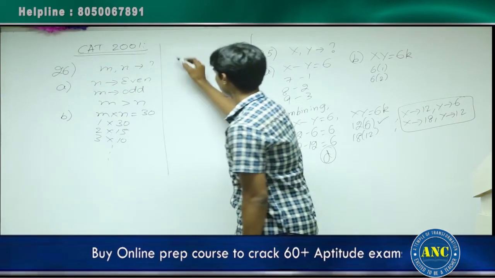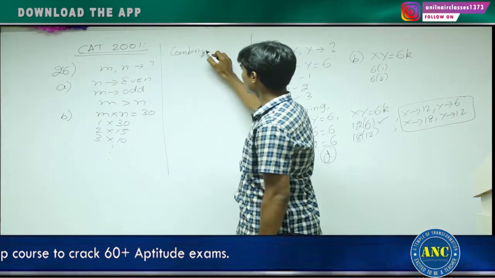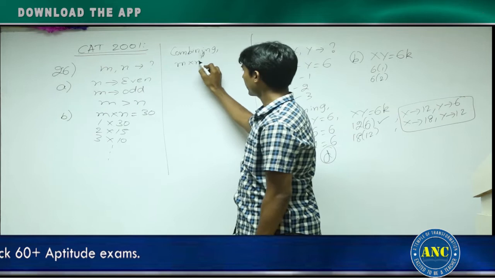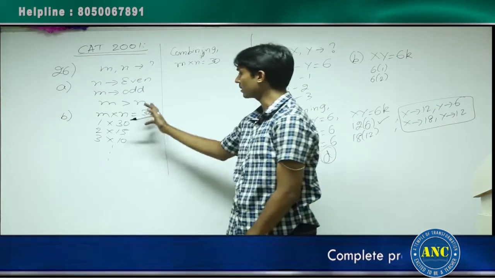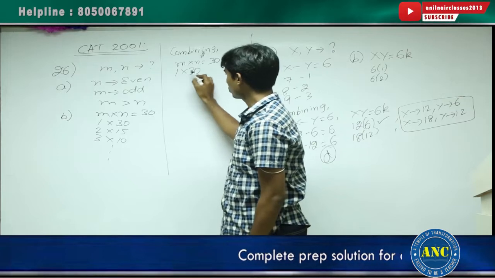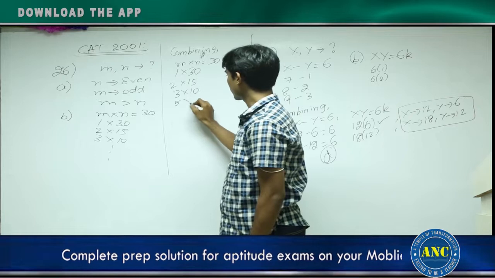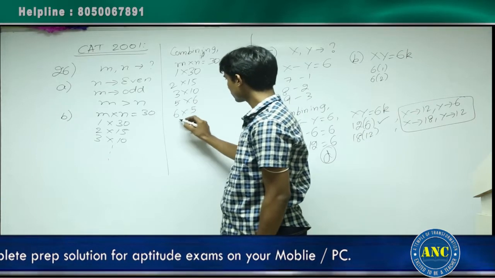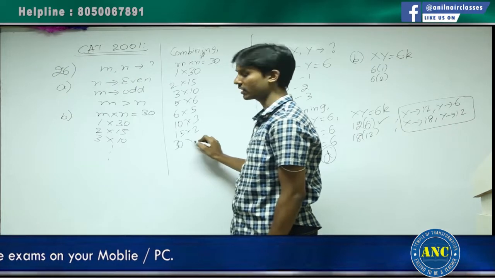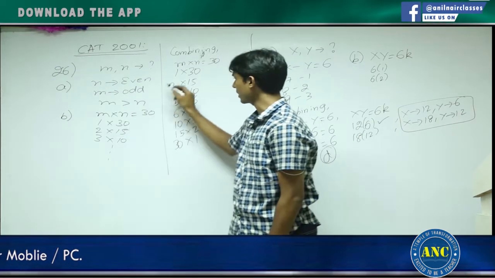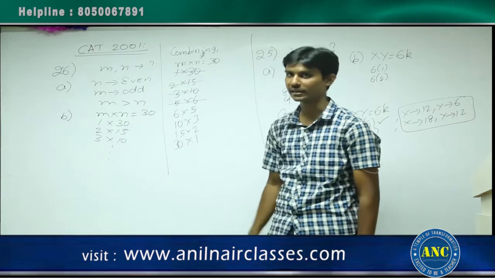If I combine both the statements, the product is 30. N and M are even and odd integers and M is greater than N. Here 1 into 30, 2 into 15, 3 into 10, 5 into 6, 6 into 5, 10 into 3, 15 into 2, 30 into 1. These are the cases. M should be greater than N. In all these cases M is not greater than N. In these 4 cases M is greater than N.